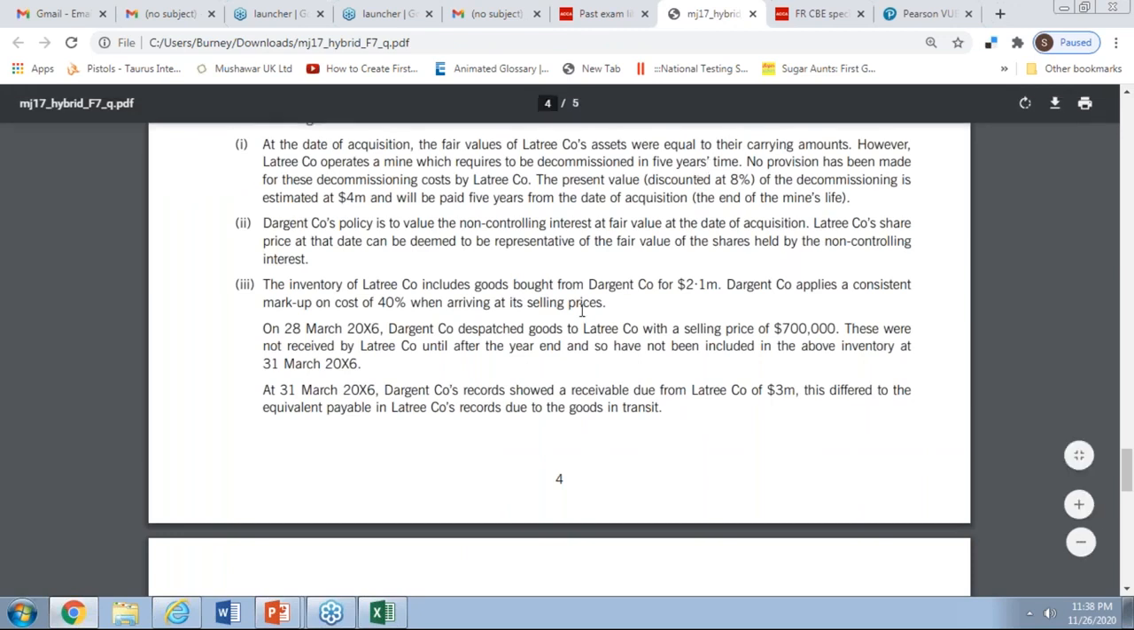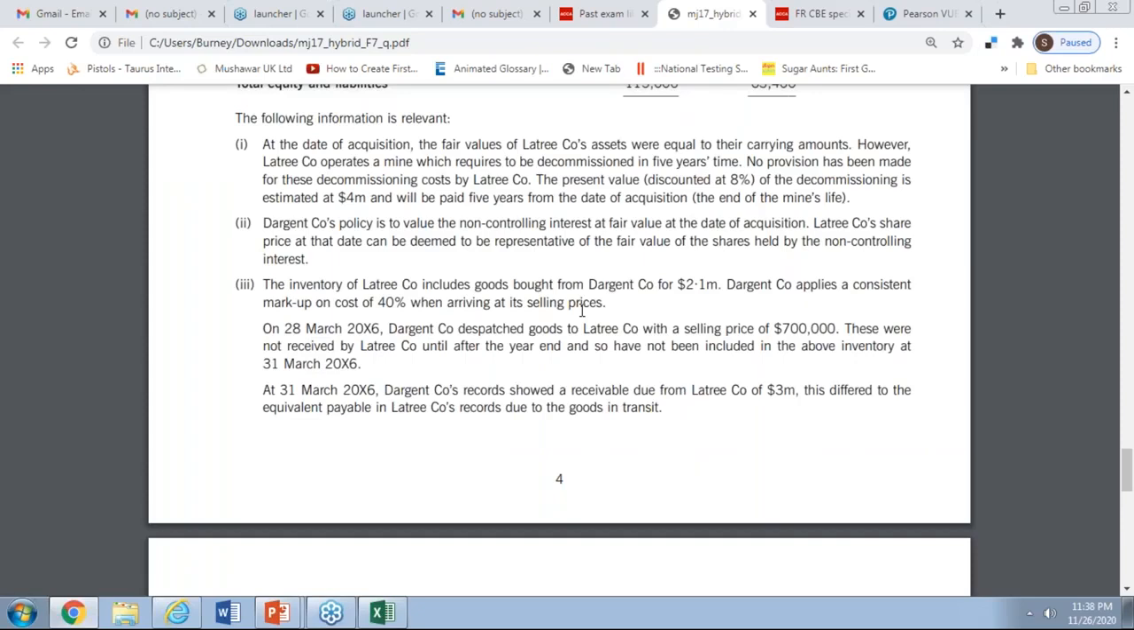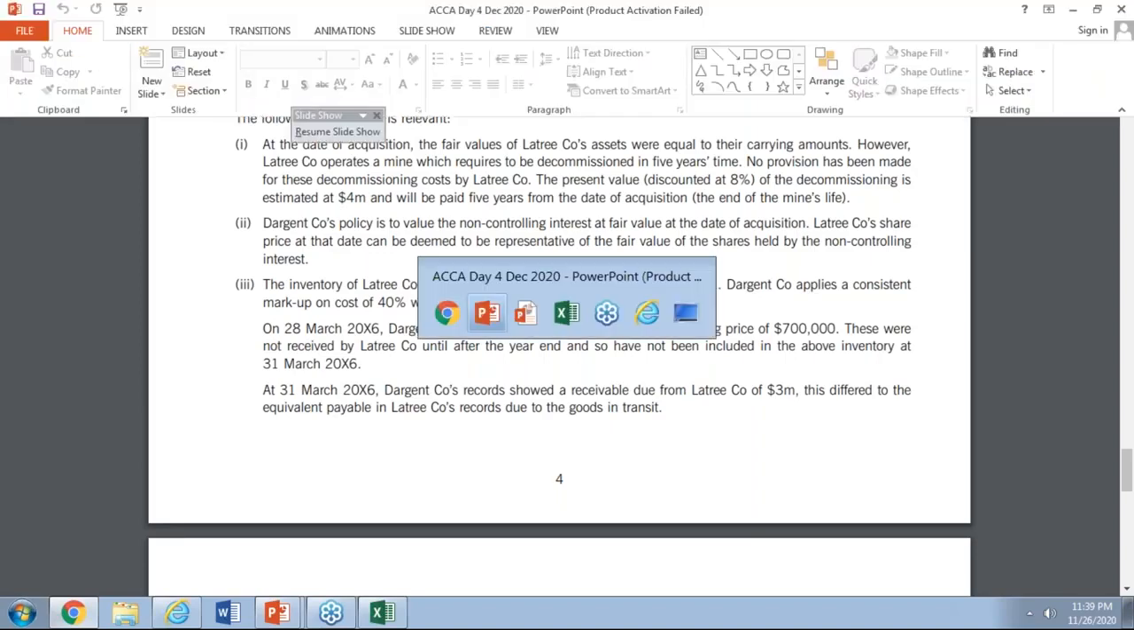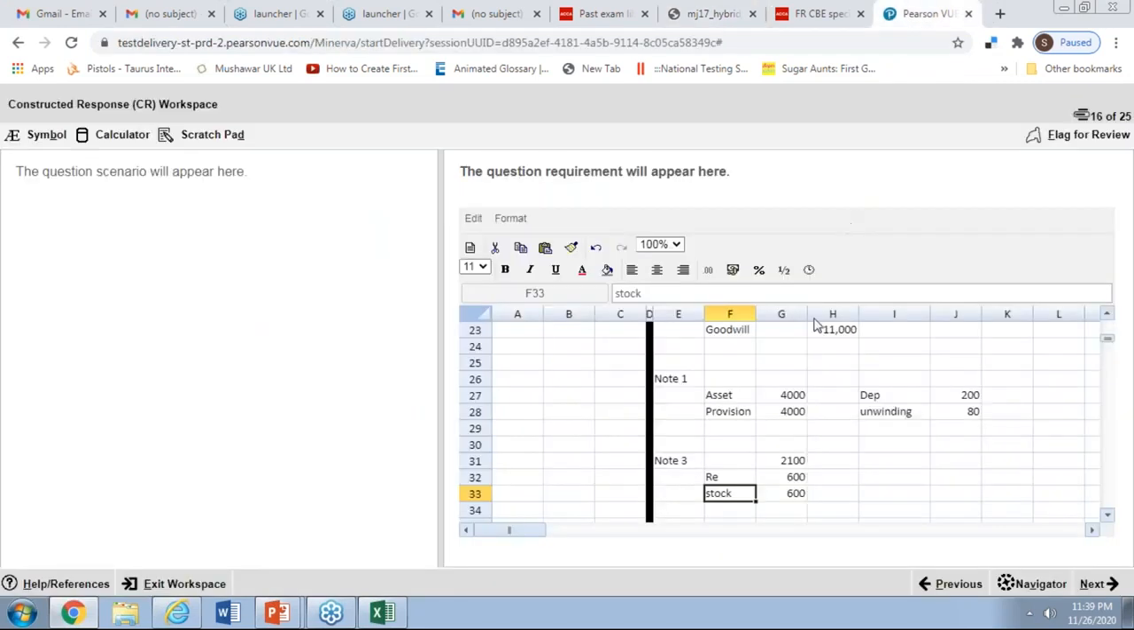Then on 28th March 2006, Dargin dispatched goods to the lettering. It's parent who is dispatching goods to the lettering with a selling price of 700. These were not received by the lettering until after the year end, and they have not been included in the above inventory at 31st March. So the company has not yet recorded the inventory. So what will be the accounting treatment? So treatment will be inventory debit and payables credit, having a value of 700.